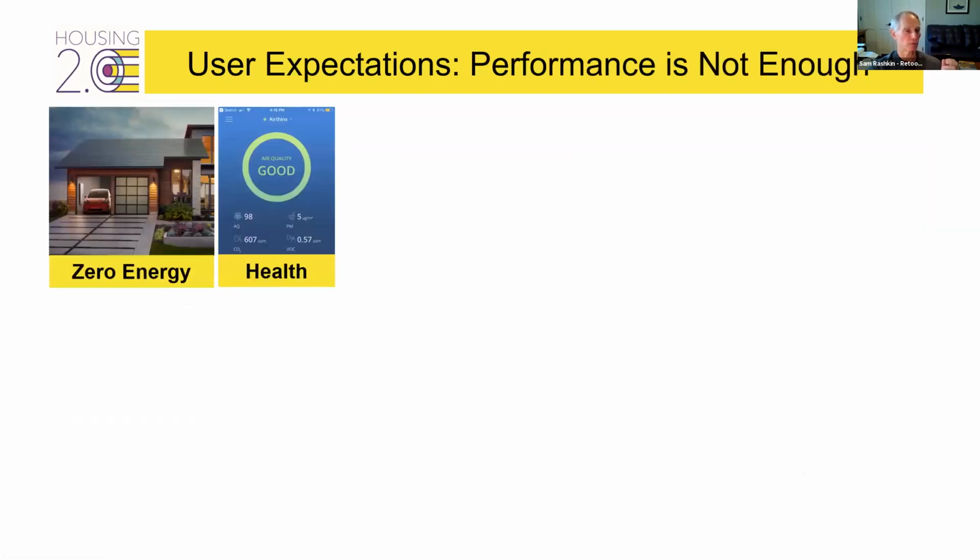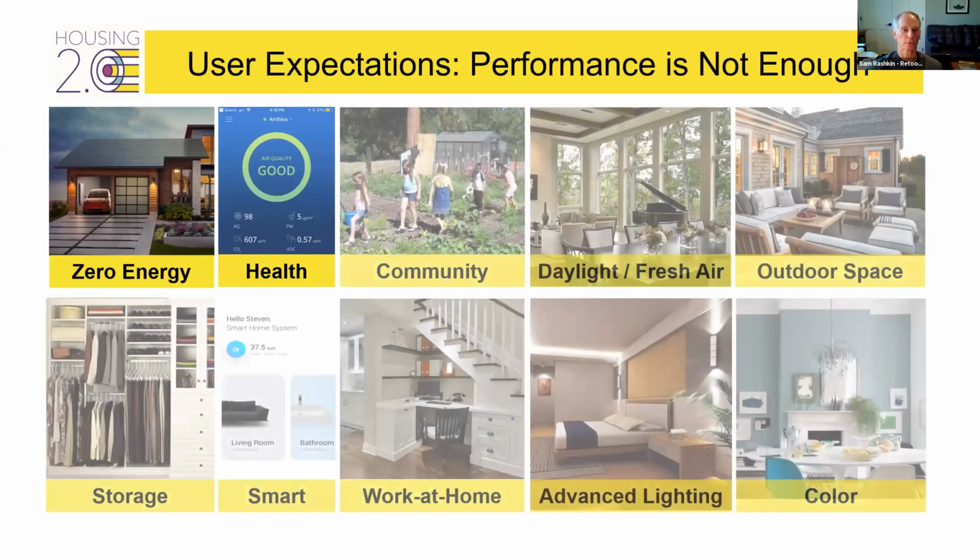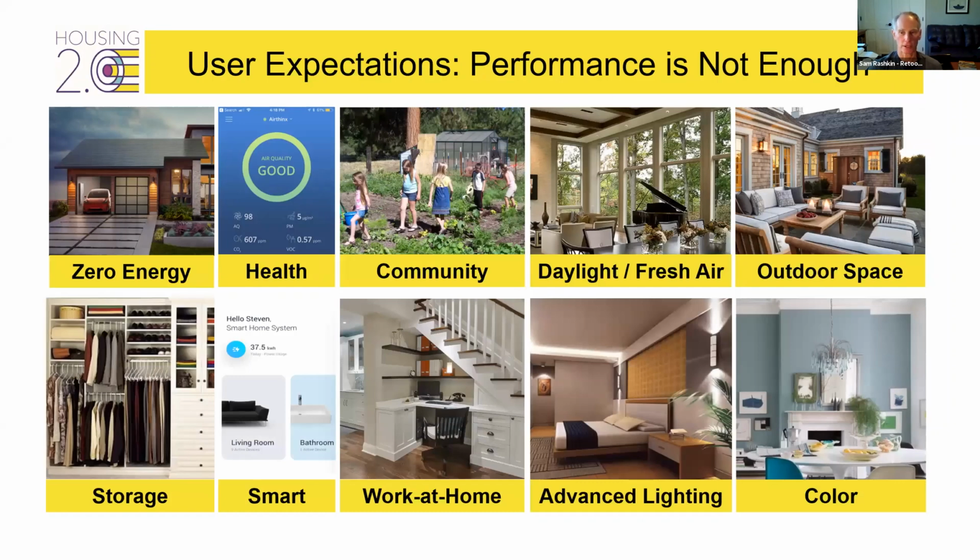All to say, zero carbon, health, it's not enough. Everyone expects community, daylight, fresh air, outdoor spaces, storage, smart homes, work at home capabilities, advanced lighting, color. I can go on and on. If the high performance builders are not housing as a system builders, they won't be the industry leaders.